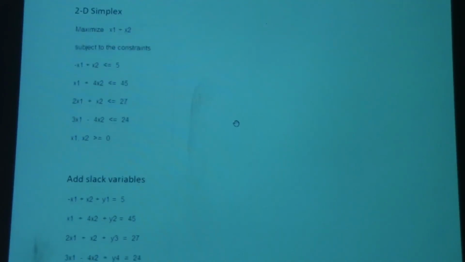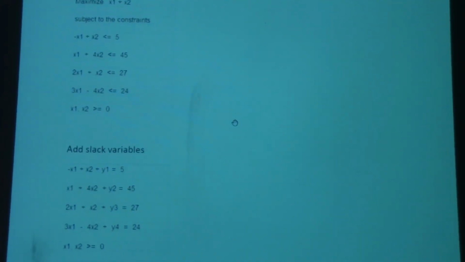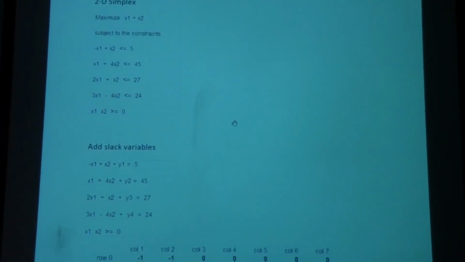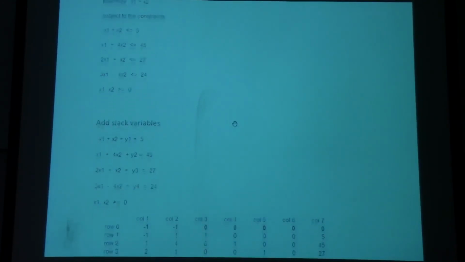Now I'm going to show you some problems that you can get into, and this is going to finish our discussion here. Let's go back to our simpler example, the two-dimensional simplex, the same simplex except no third dimension. So we're going to maximize only x1 plus x2. These are the same constraints. Notice there are right now no slack variables because we have inequalities. So we're going to add the slack variables.